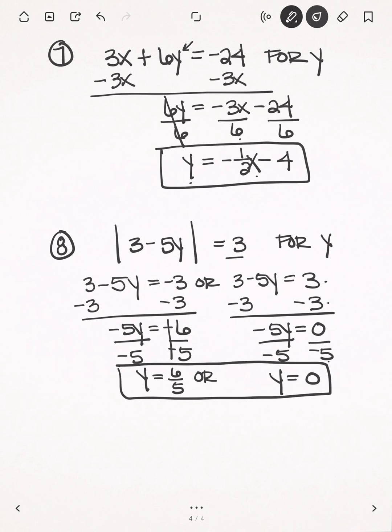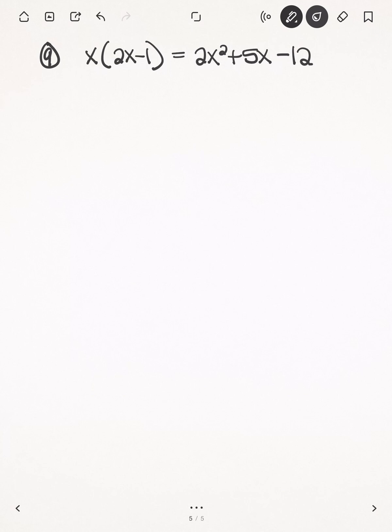Okay, 2 more. Number 9. Suppose you have x times 2x minus 1 is equal to 2x squared plus 5x minus 12. I want you to solve for x. All right, so this is an equation that has parentheses in it. So get rid of the parentheses and then get x by itself. So give it a shot.